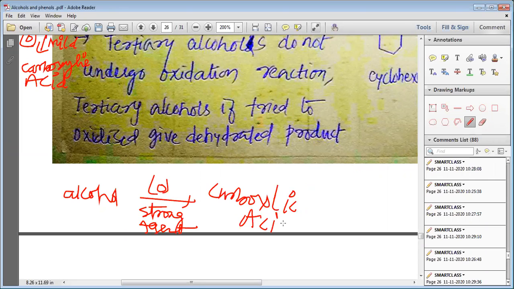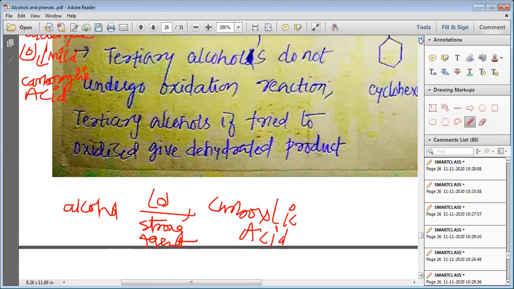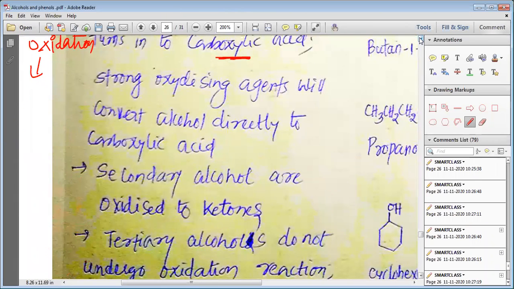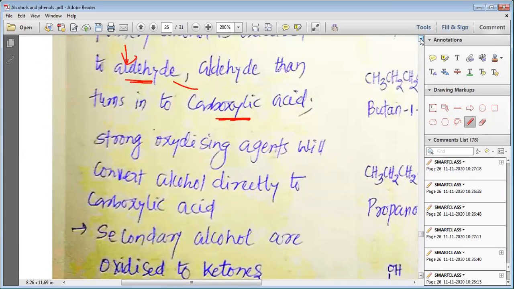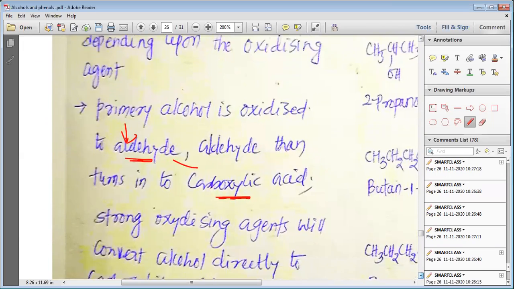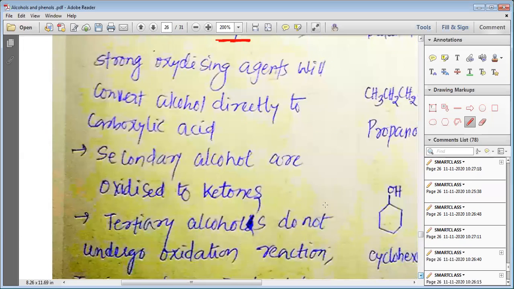So this is the basic difference between the mild oxidizing agent and strong oxidizing agent. Once again, I am going to read the text for you, my dear students. Please pay attention. Primary alcohol is oxidized to aldehyde, and aldehyde then turns into carboxylic acid. Strong oxidizing agent will convert alcohol directly to the carboxylic acid.